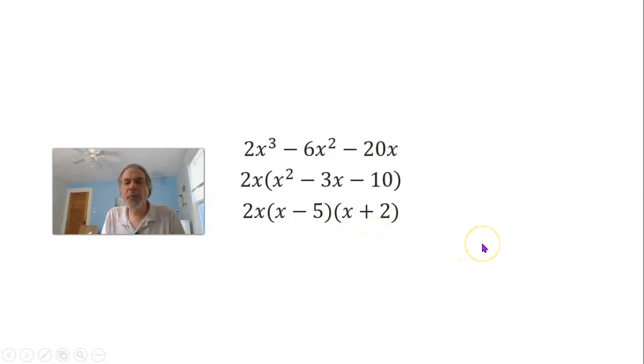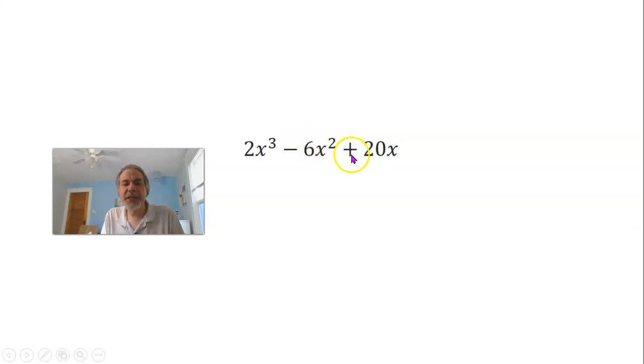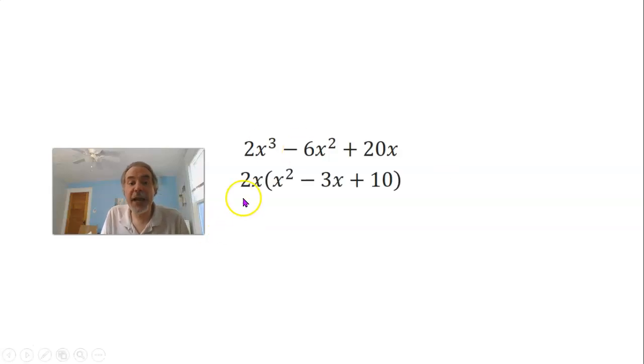Now, what if we had almost the same thing, but with a plus here? 2x cubed minus 6x squared plus 20x. We could still start by looking for a greatest common factor, which would still be 2x. We could still pull that out, 2x times x squared plus 3x plus 10. But if we're going to go any further with that, we would need numbers that multiply to positive 10, which means they're either both positive or they're both negative, like a 10 and a 1 or a 5 and a 2. But they would have to add up to negative 3, and that's not possible.